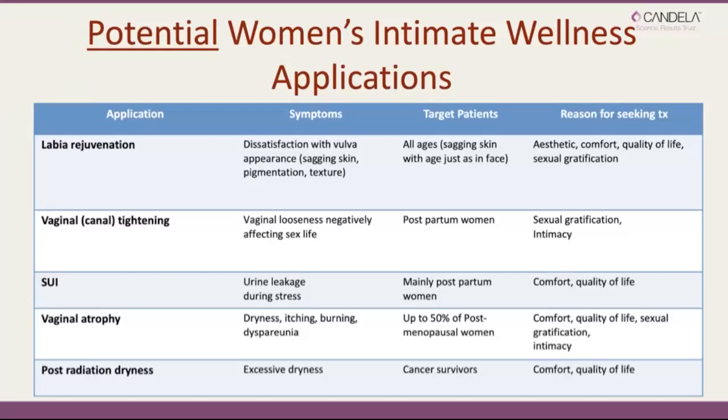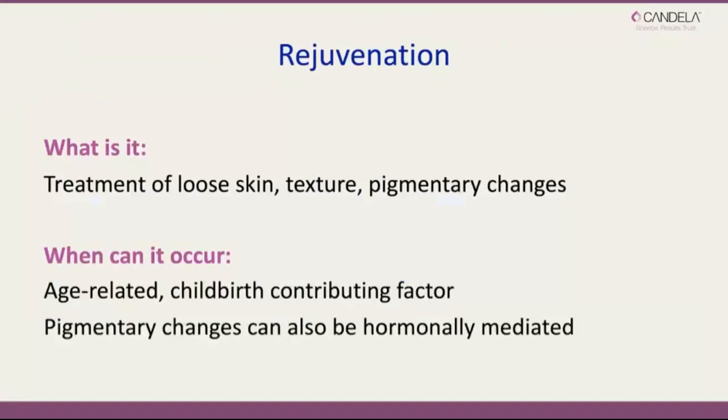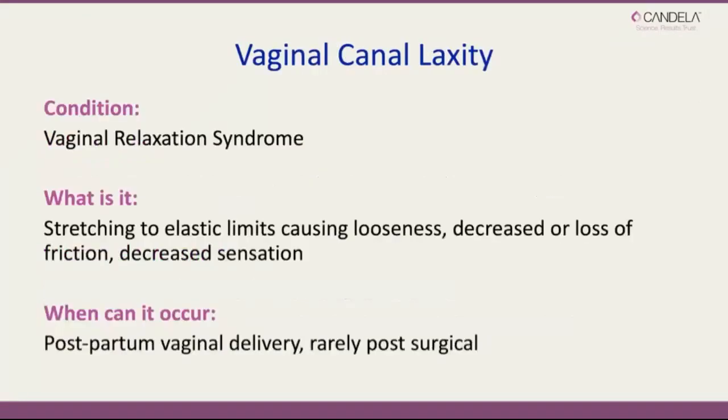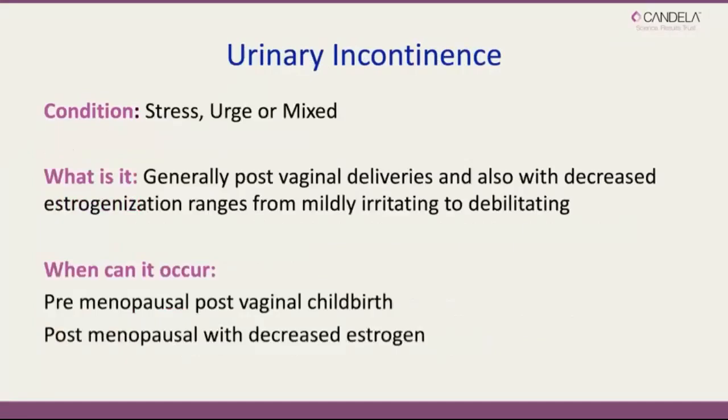We're talking about local effects and also effects from treatment elsewhere. This device, the Co2re Intima, has tremendous potential. So we can treat loose skin, we can treat skin texture, tissue texture, and pigment changes. Patients who are postmenopausal, patients who've had childbirth, and hormonally mediated changes. And vaginal canal laxity after childbirth and sometimes after surgery.